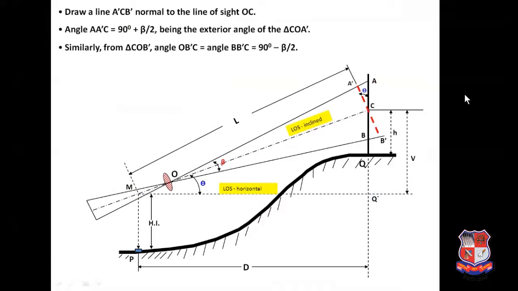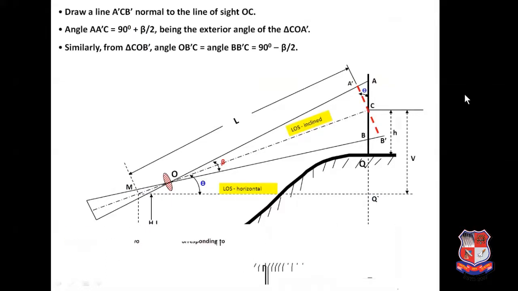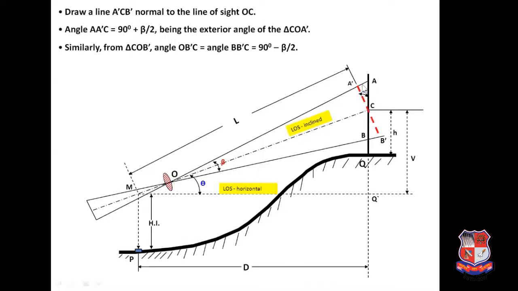First, we have to draw a line A dash, C, B dash, normal to the line of sight OC. You see in the figure, this is my normal line of sight, the dotted one. The first thing is that we have to draw a line A dash, C, B dash, which is normal to the inclined line of sight. Now angle A dash C A, this angle will become 90 degree plus beta by 2. How is it possible? Let us see here.